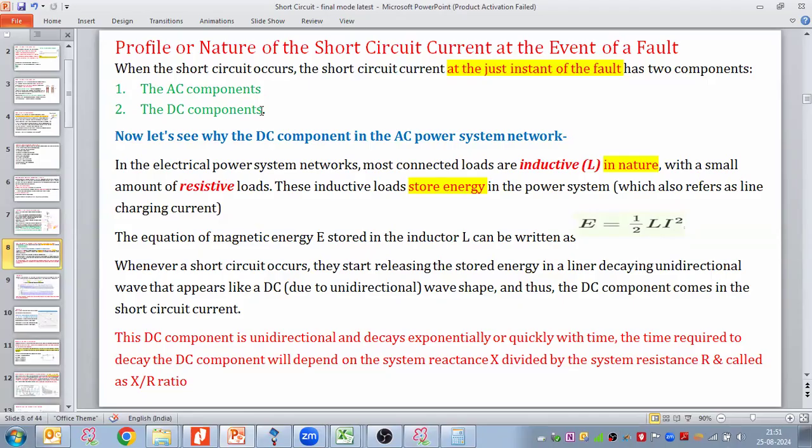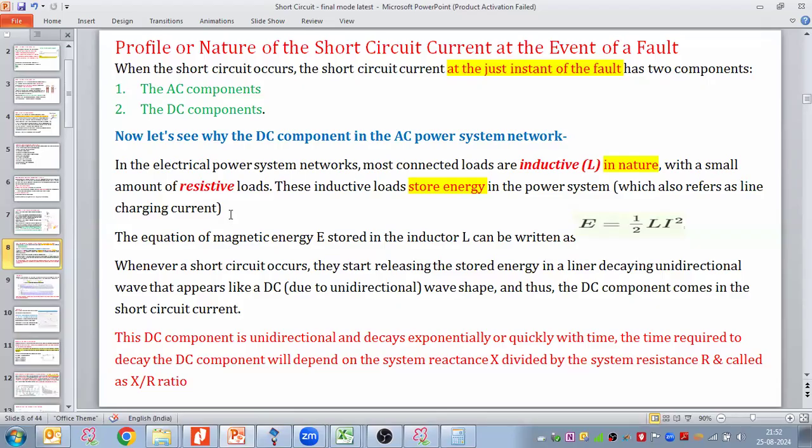In the electrical power system network, most connected loads are inductive loads. Are you agreed with my statement? Most connected loads are predominantly inductive in nature, with a small amount of resistance, a small amount of resistive load. These inductive loads L store electrical energy in the power system, which is also referred to as the line charging current. We have already seen the line charging current, right?